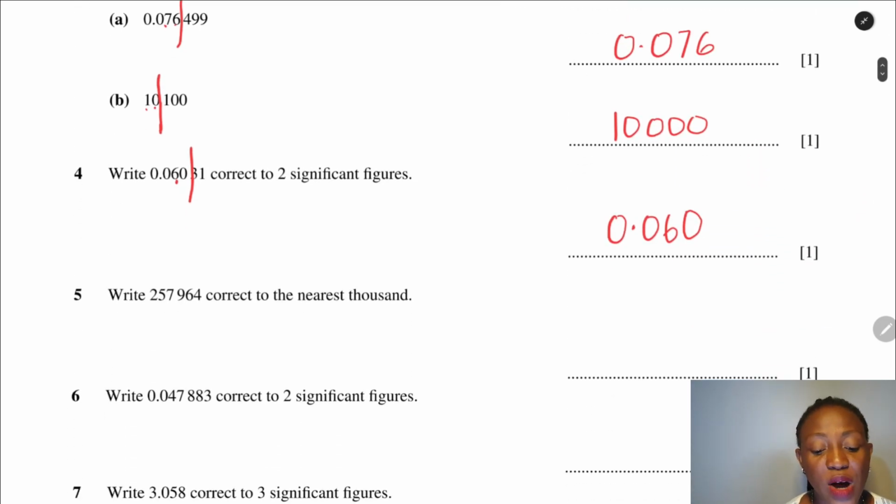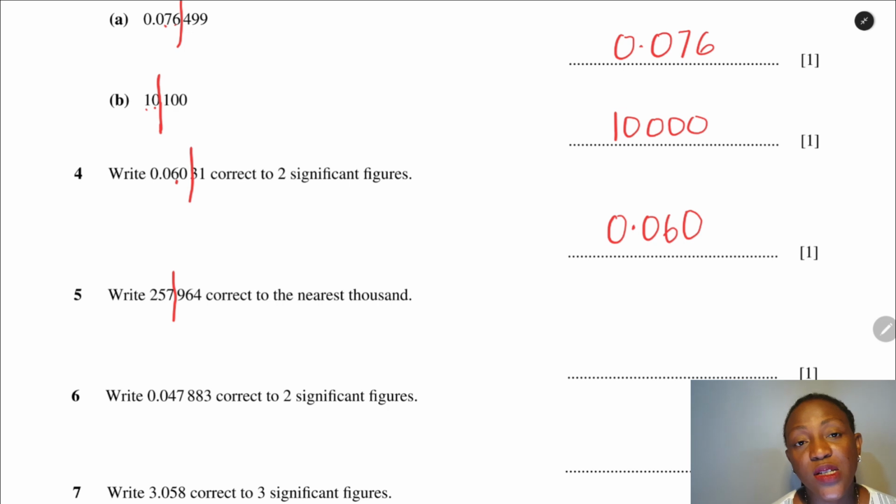Okay, now we are supposed to write this number correct to the nearest thousand. Remember, I said earlier that to round properly, you need to remember your place value. From place value that you learned in lower grades, you know that 4 is in the units, 6 is in the tens, 9 here is in the hundreds, and 7 is in the thousands. So the position we are looking at is right here. The number in the position we are looking at is 7.